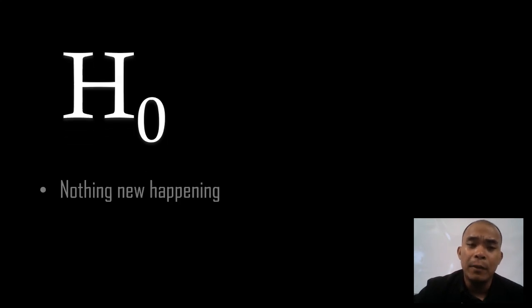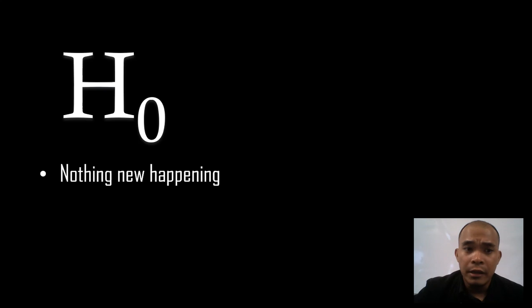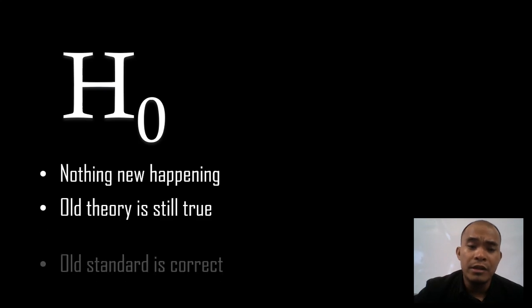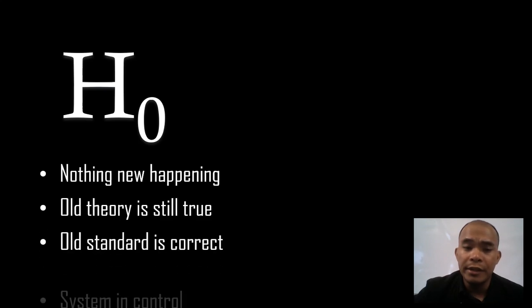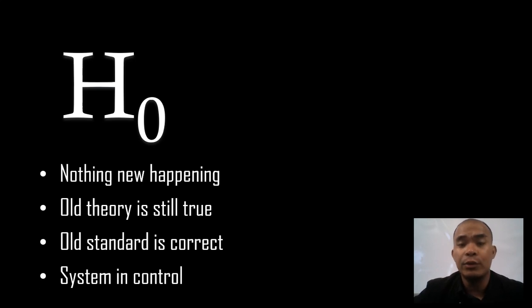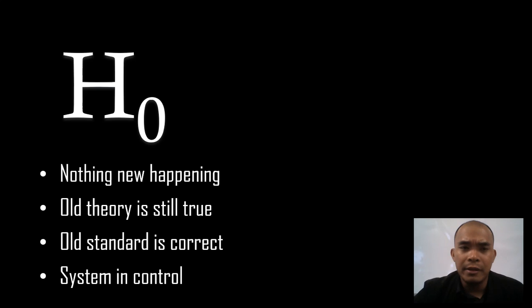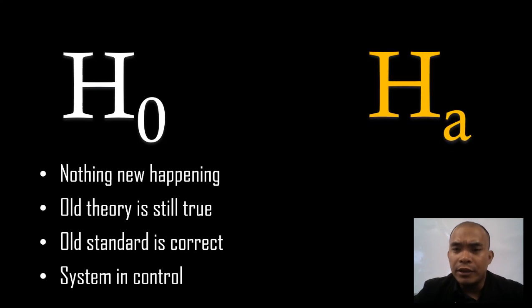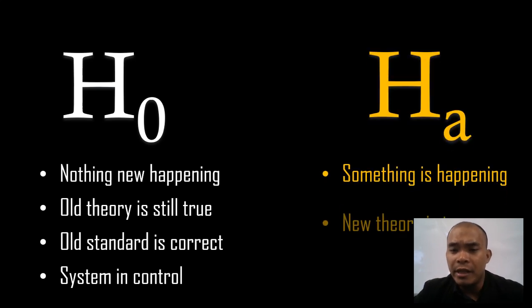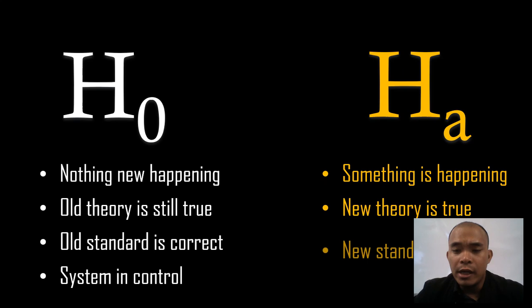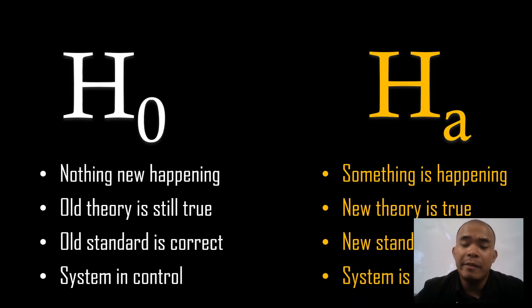Okay, so let's start. So we have the null hypothesis. The null hypothesis simply means that nothing new is happening, and the old theory is still true, and the old standard is still correct, and the system is in control. Now this particular phrase here is very important, especially in production management later on. So the alternative hypothesis means something is happening, and the new theory is true, and the new standard is true, and the system is out of control.